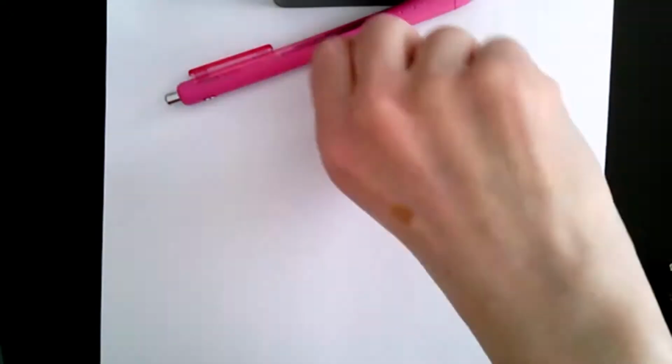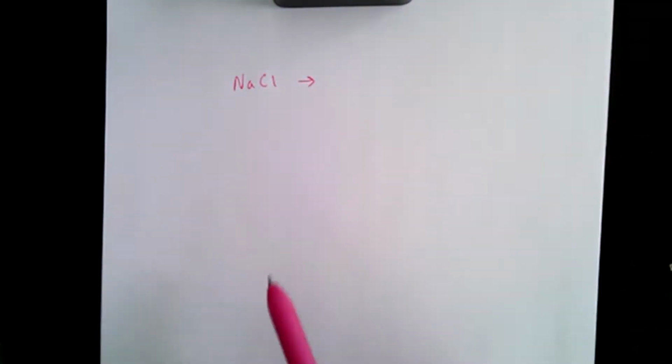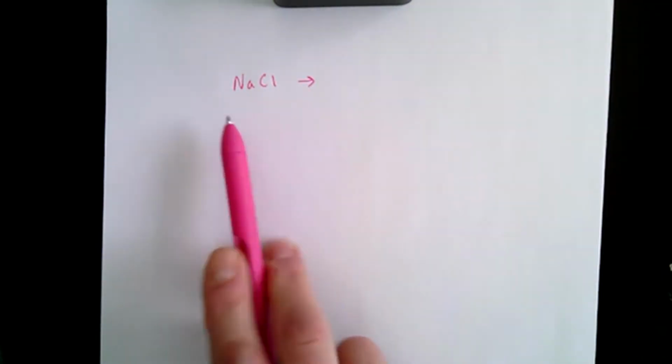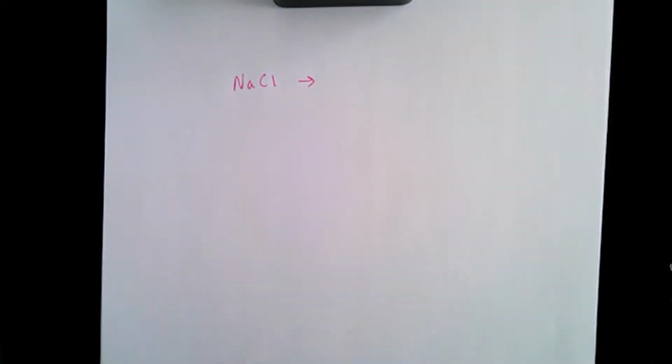When you are given a formula, like if I give you a formula, NaCl, you're going to need to name that. You probably know NaCl is sodium chloride. We're going to look at the rules to follow to get ionic compound names from their formulas.